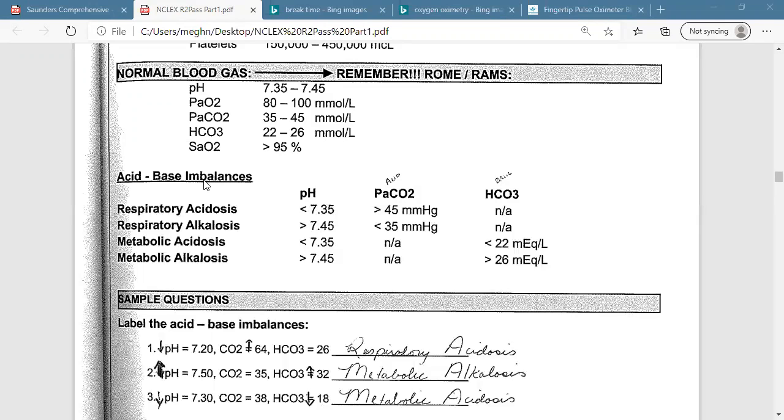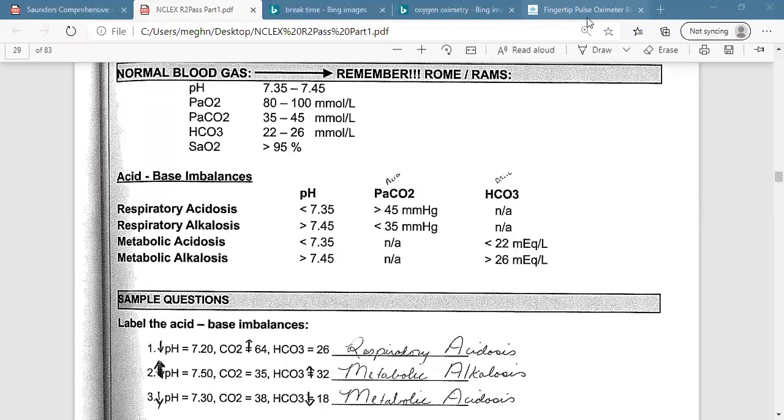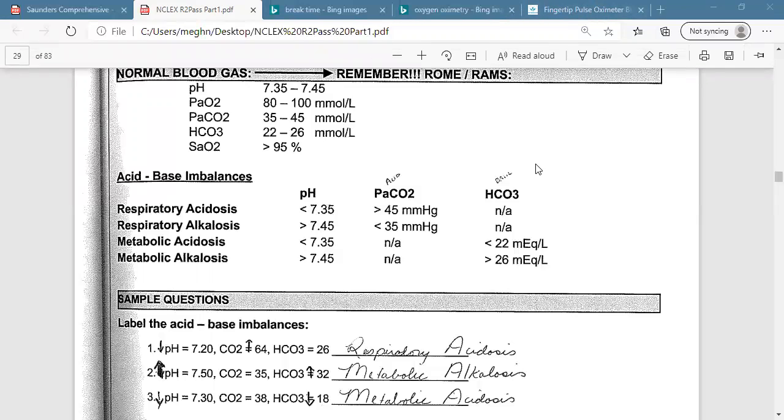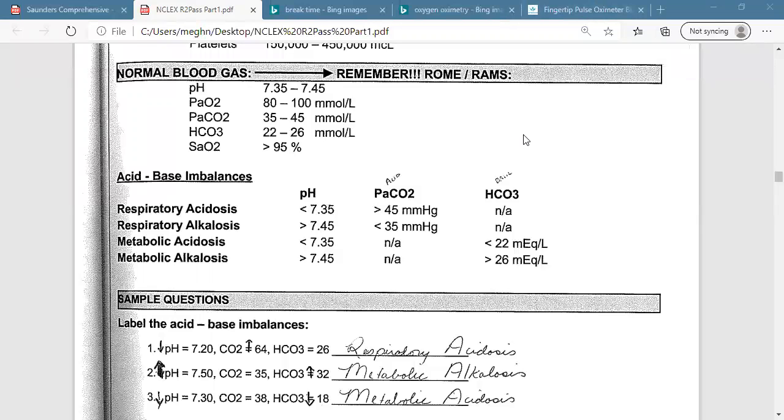Excuse me, Dr. B. Yes. So to determine whether it's acidosis or alkalosis or whatever, there has to be blood work, right? It's the blood work that is going to show the levels, right?